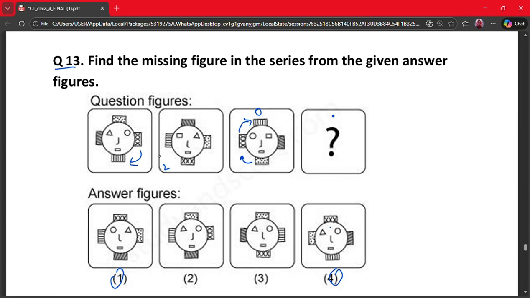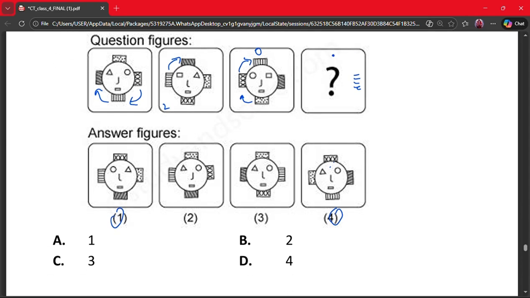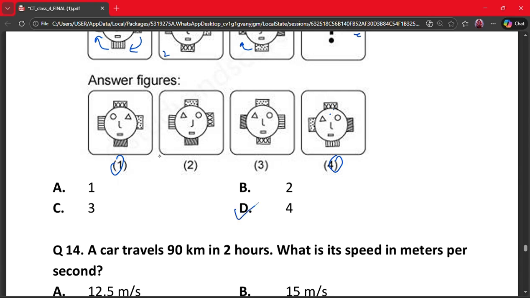So now have a look at this lining pattern. The lining pattern is also rotating like this. It is in second, in third. So we need here the lining pattern should be on the right in the fourth pattern. So where is it? Yes, we can see that the correct answer is option number 4th. Yes, so the correct answer is option D.